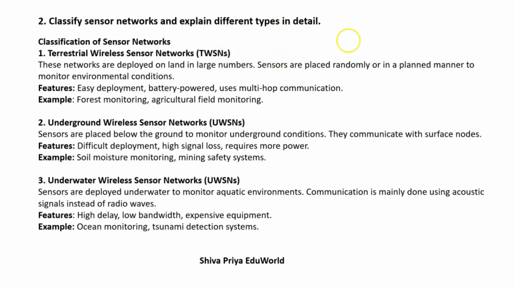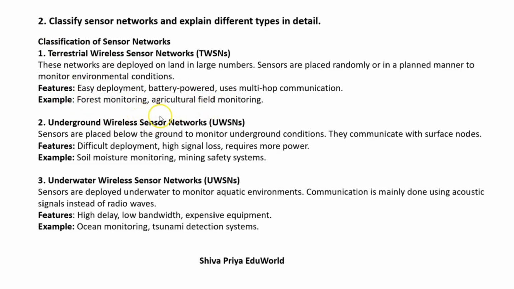And those sensors are placed randomly or in a planned manner to monitor the environmental conditions as well, as I already told you in the previous question. The features of terrestrial wireless sensor networks are easy deployment, battery powered, and multi-hop communication. These are used in forest monitoring and agricultural field monitoring.